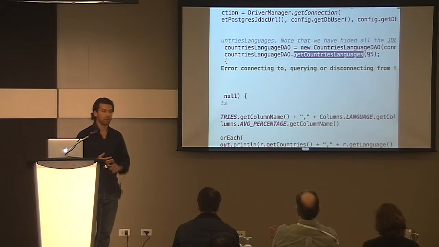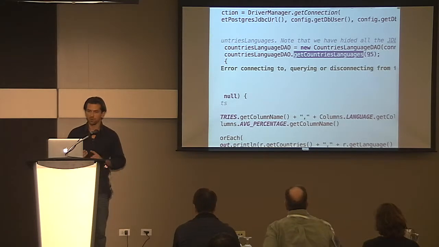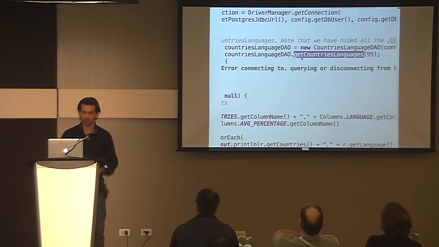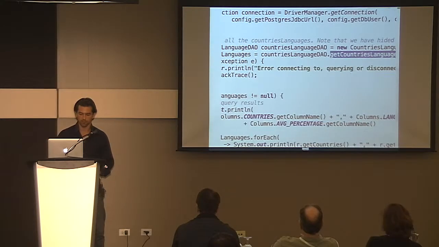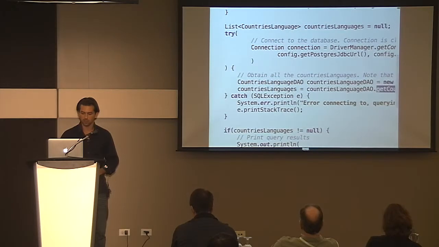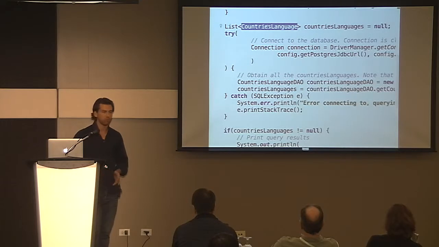So no hard coding of SQL parameters. The SQL code is hidden beneath this method, like in the DAO. We're going to just have a look at it. And then by calling this method, I get a list of objects of type countries language, which is the information I'm wanting to get from the database.